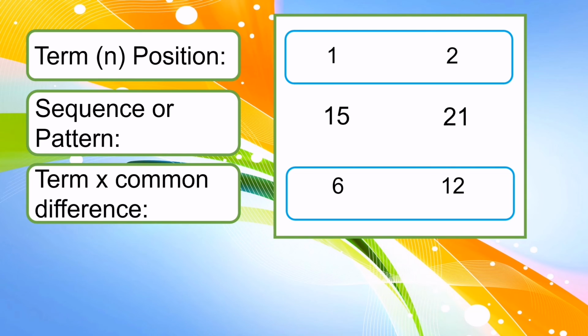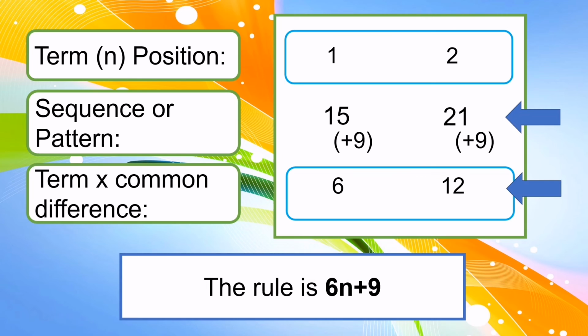Okay, so let's compare the numbers here. We get this number 15 by adding 9 to 6. And we get this number 21 by adding 9 to 12. So meaning our rule has plus 9 at the end. Our rule is 6n plus 9. We get this 6 from our common difference, and n is our unknown or nth term, and plus 9 we get from here.